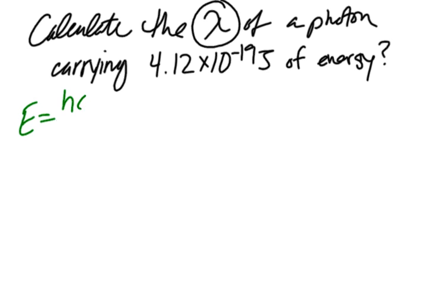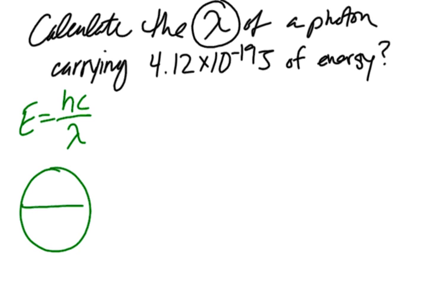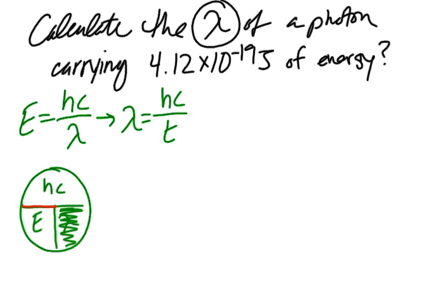So energy equals hc over lambda, right? Well, I can rewrite this like so: hc, energy, lambda. And if I want to solve for lambda, I can just block that out, and I end up with hc over E. So I'll rewrite this: lambda is equal to hc over energy.